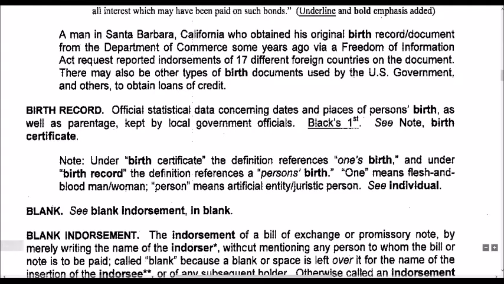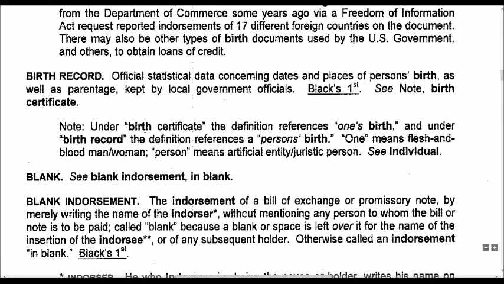Official statistical data concerning dates and places of persons' birth as well as parentage kept by local government officials, Black's first. Note, under birth certificates, the definition references one's birth, and under birth record, the definition references a person's birth. "One" means flesh and blood, man and woman. "Person" means artificial entity or juristic person.